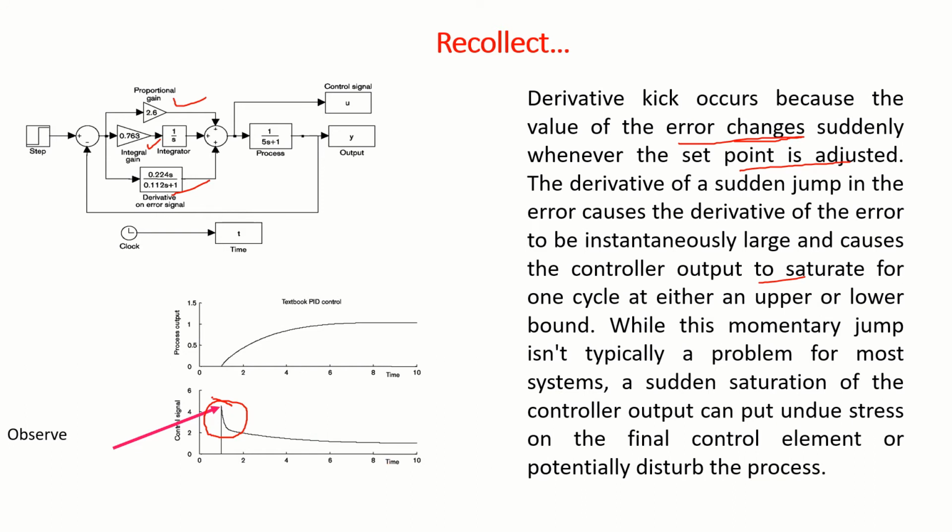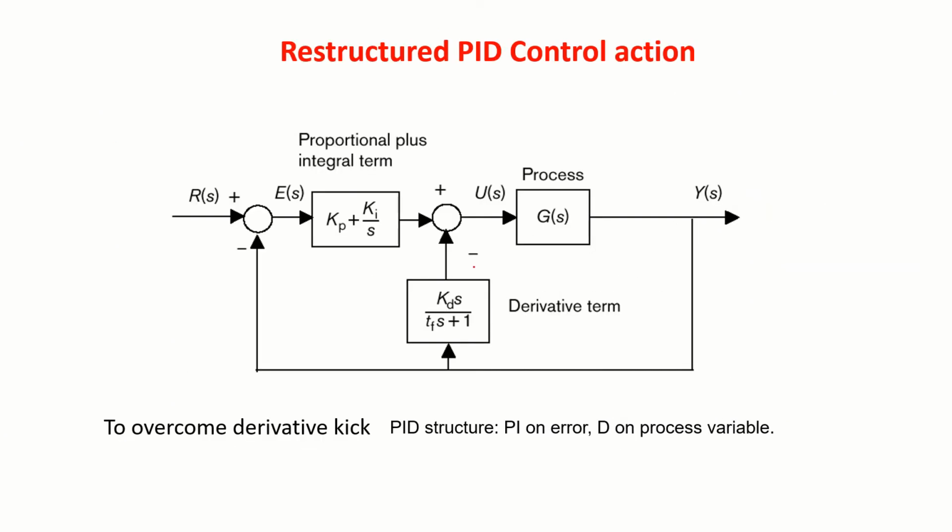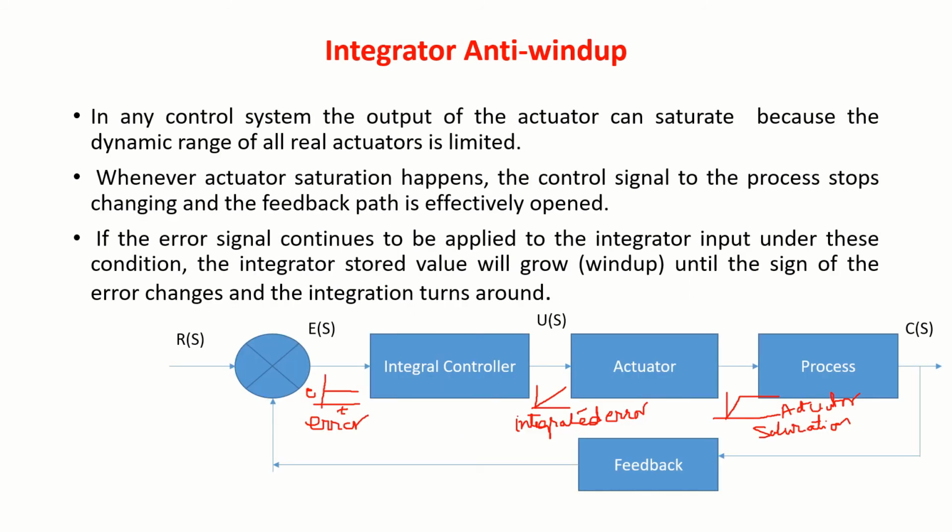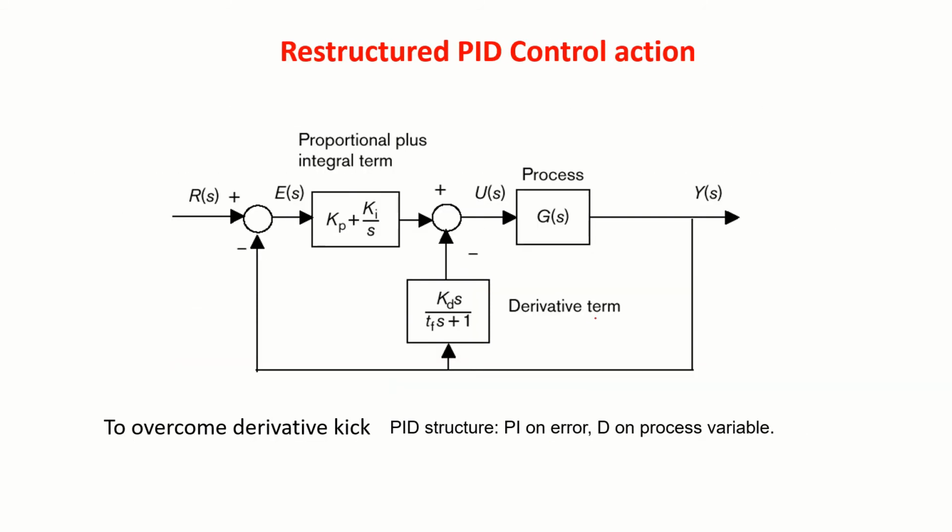Okay, so it is the derivative of the error that causes this. That's why you should not act on the error at all. So let us change its position, bring it over here. Let it act on the process, not on the error. Then we can remove that. Okay, that's fine.